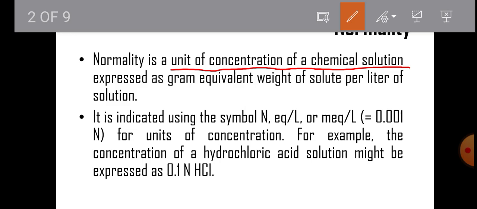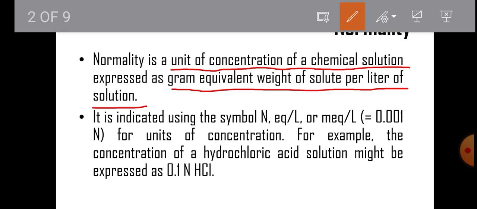So, normality is basically used to refer to the concentration of a chemical solution, and it is expressed as gram equivalent weight of the solute per liter of the solution. So, we have to remember this point very carefully. It is expressed as gram equivalent weight of the solute per liter of the solution.